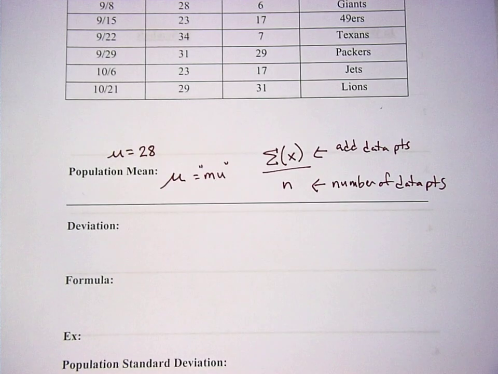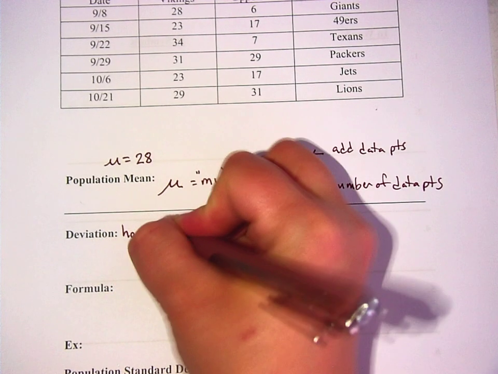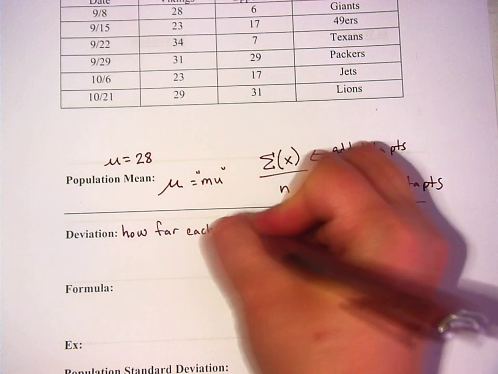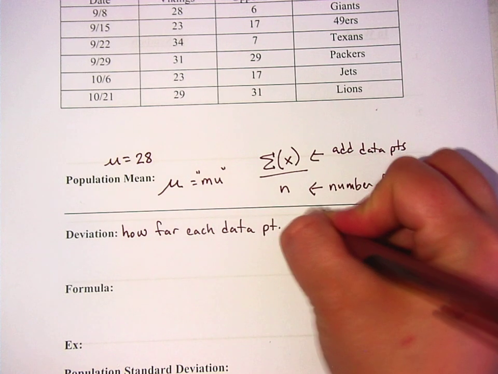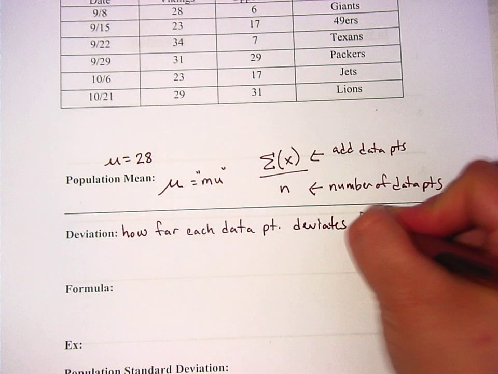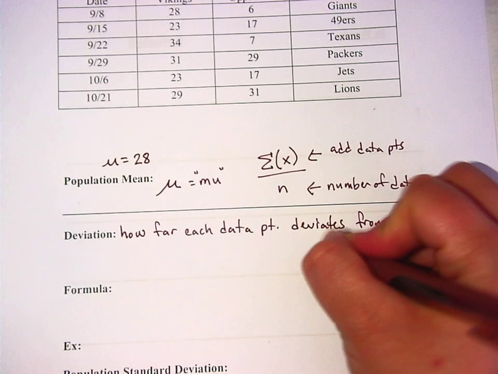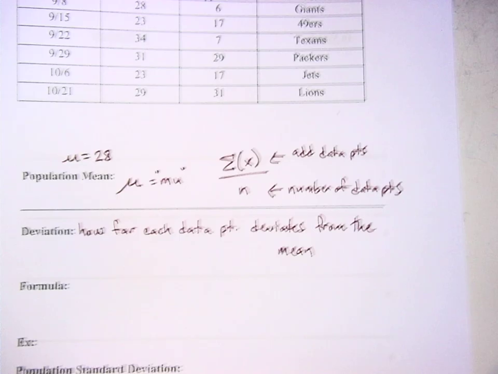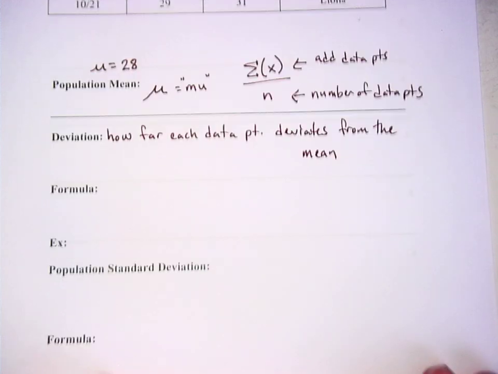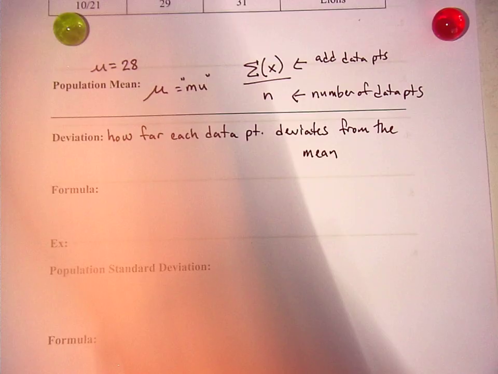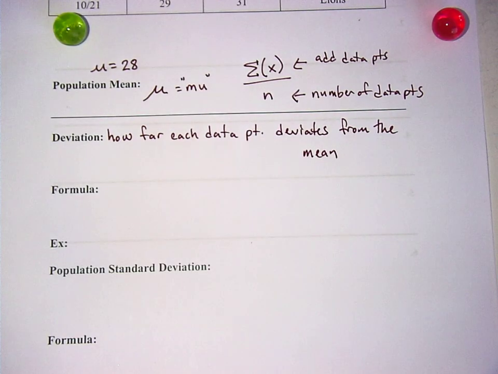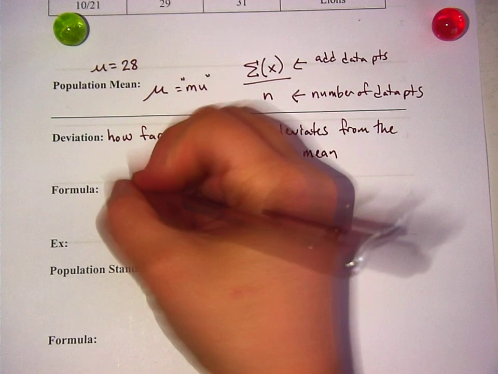Okay. A deviation is how far each data point deviates from the mean. Some of them will be below the mean, which means they'll be negative, and some will be above the mean, which means they'll be positive. The formula for this is x minus mu.